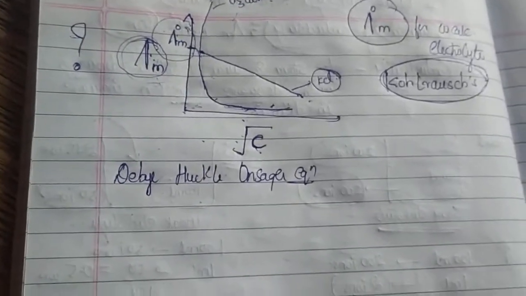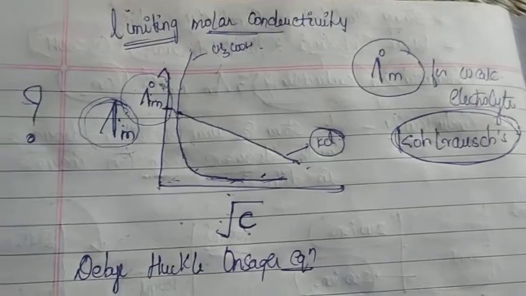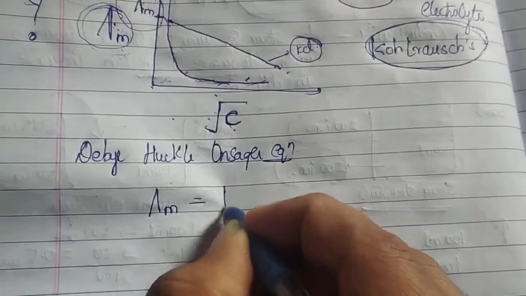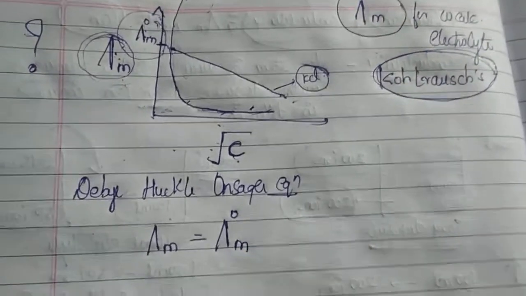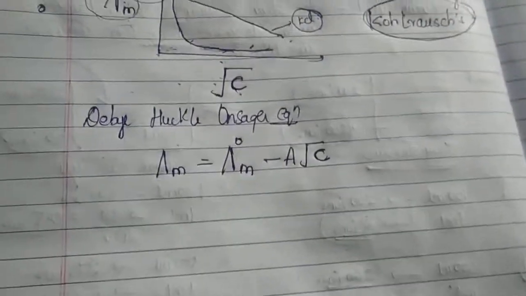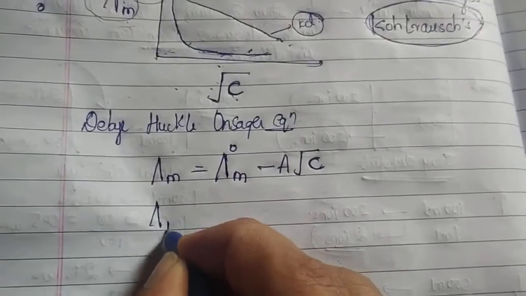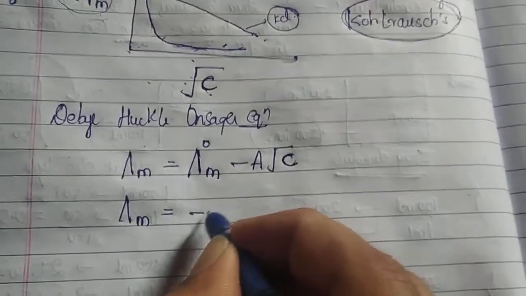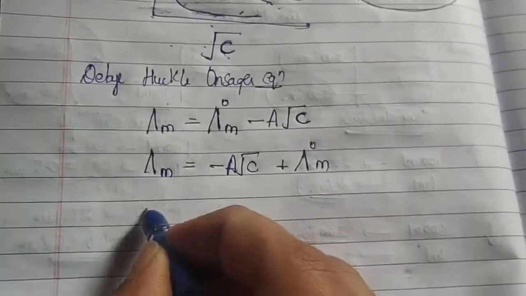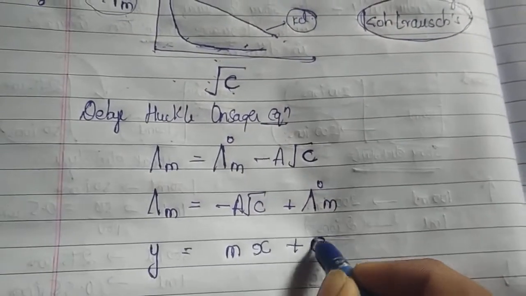Debye Huckel Onsager equation. Basically this equation relates your molar conductivity and limiting molar conductivity by the formula lambda m equals lambda naught m minus A root c. You can see that this is in the form of y equals mx plus c. Rearranging, lambda m equals minus A root c plus lambda naught m. Y equals m into x plus c. Are you able to see?